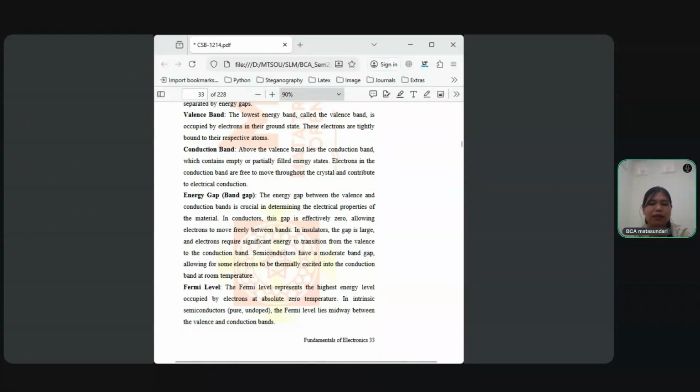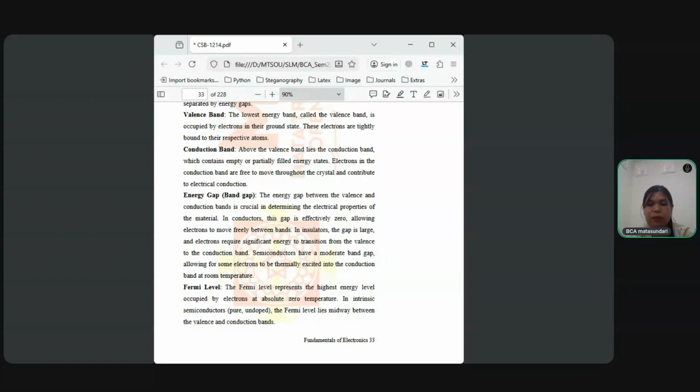Next is the energy gap. Energy gap is also known as band gap. The energy gap between the valence and the conduction band is crucial in determining the electrical properties of the material. In conductors, this gap is effectively zero, allowing electrons to move freely between bands. In insulators, the gap is large and electrons require significant energy to transition from the valence to the conduction band.